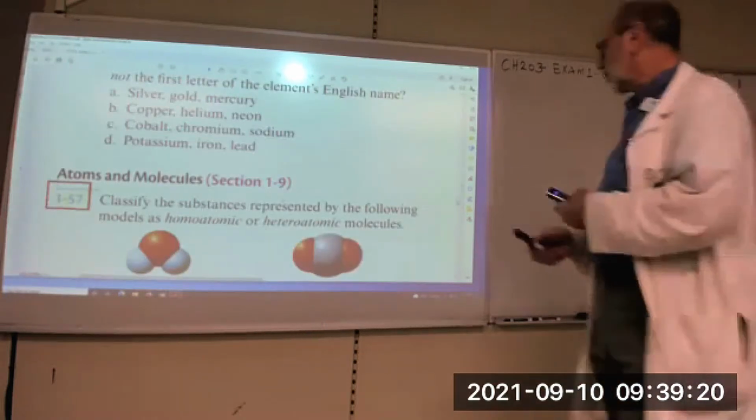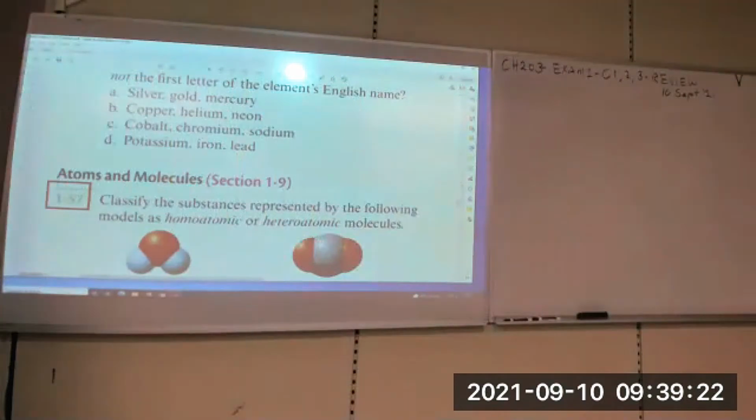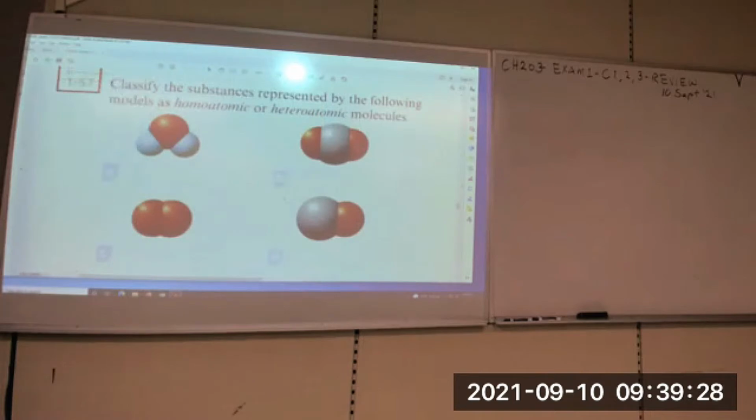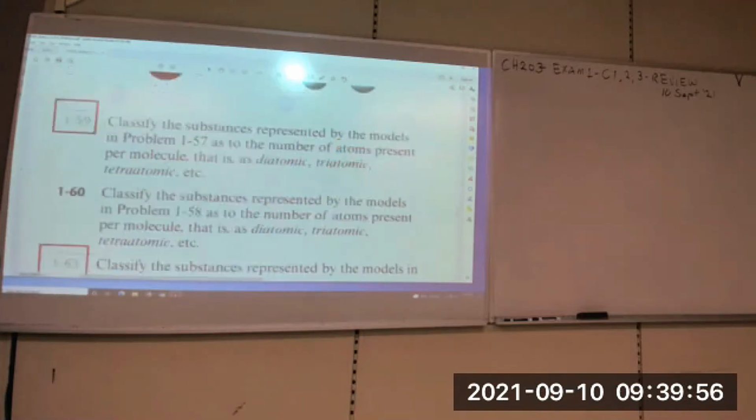Okay. Classify the substances represented by the following models. Okay, this is a good definitional question. As homoatomic or heteroatomic. That simply means: is the substance composed of a single type of atom, a single element, or is it two or more different elements? So this one would be homoatomic, and the rest of them are heteroatomic. That's definition, that's all it is.